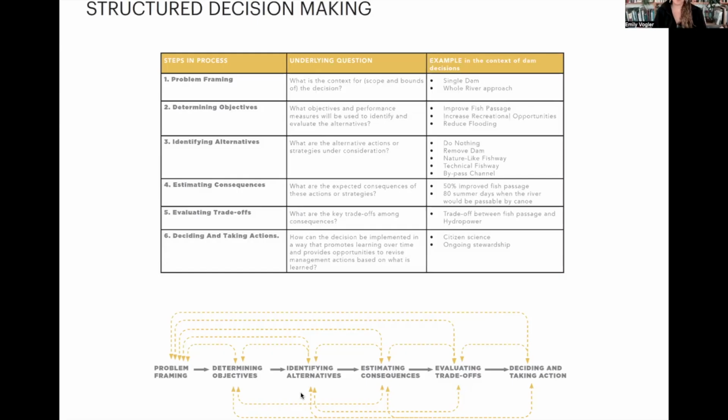The next being estimating consequences. And that's when you go in and say, what's the impact of each of these alternatives on our project objectives? And that's where doing the feasibility studies is really helpful, or working closely with scientists and engineers in order to say, what can we expect for fish passage with these different alternatives? What can we expect for flooding after we do the H&H models with these different alternatives, right?